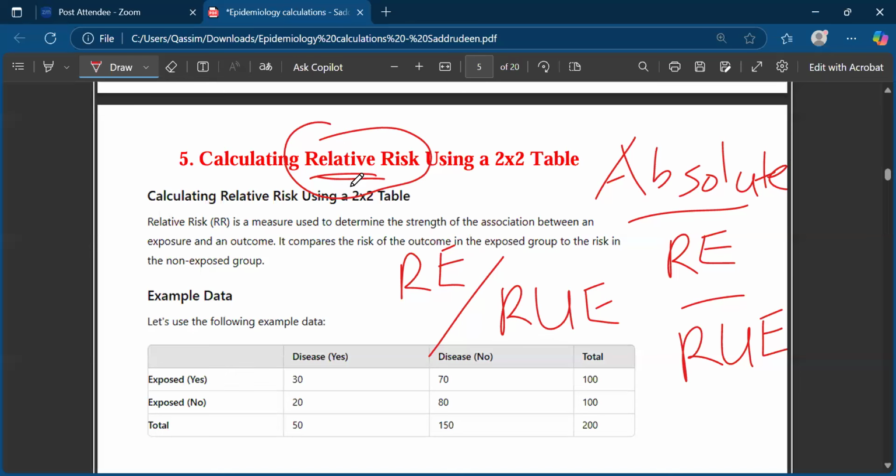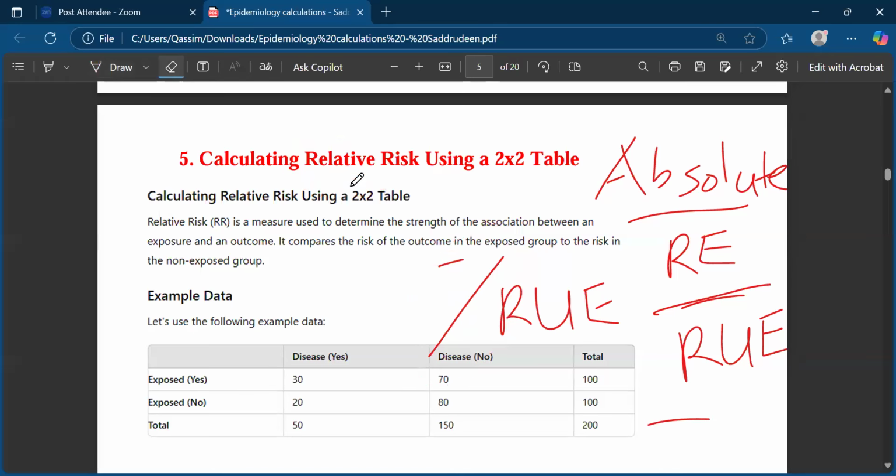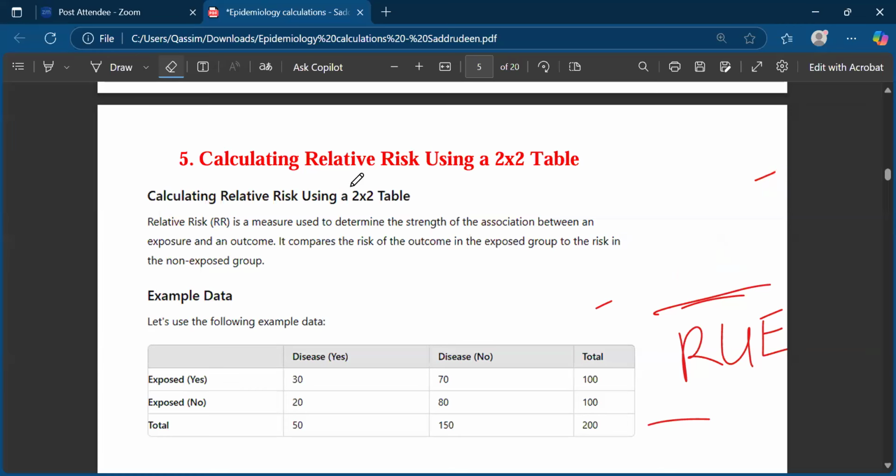And how do I remember this? You know, some relatives can be very toxic, so they cause divisions in the family. So that's why I say if you're told to calculate relative risk, you always divide. But if you're told to calculate absolute risk, you subtract. Okay, so with that, let's now look at how to calculate the relative risk.